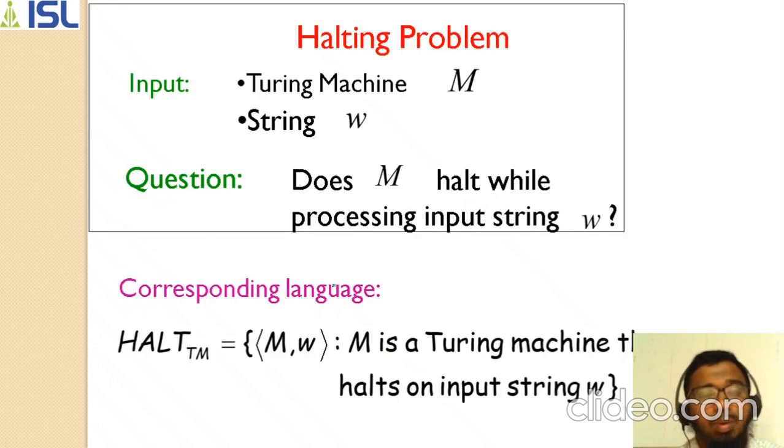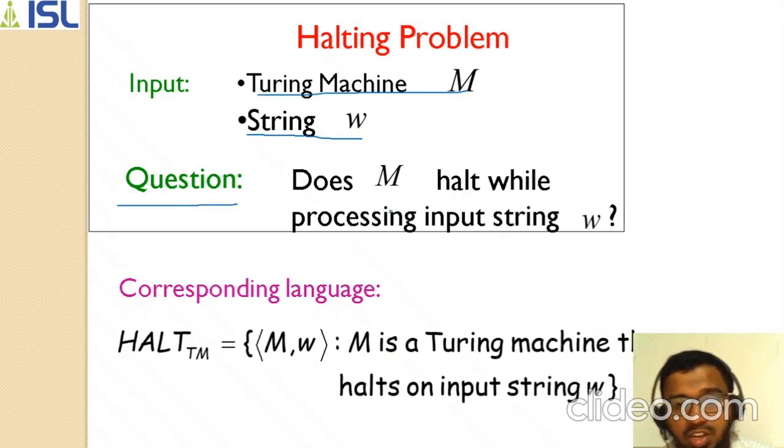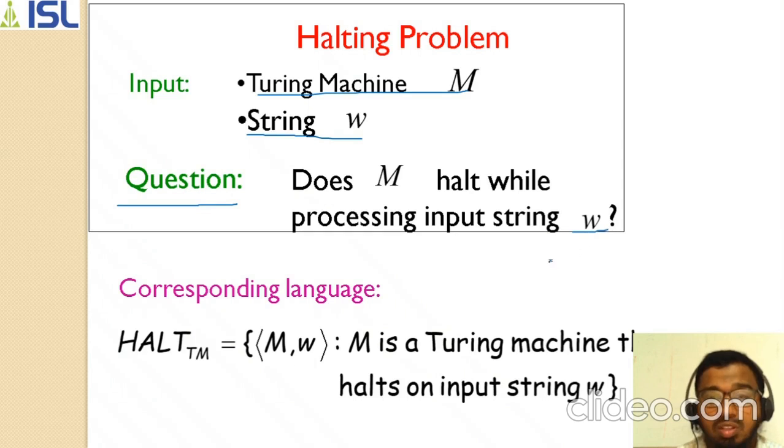Next problem is the halting problem. Given a Turing machine M and string W, the question is: does M halt while processing input string W? The corresponding language is HALT_TM, pairs M comma W where M is a Turing machine that halts on input string W.